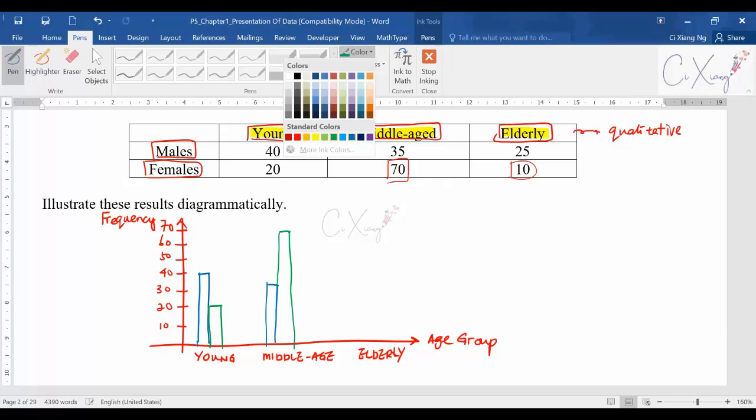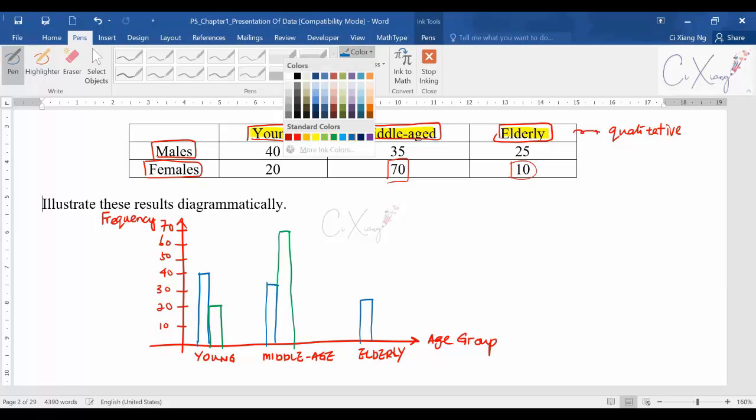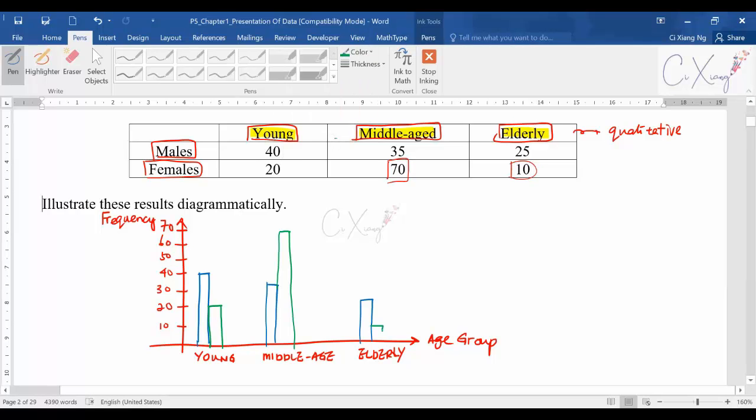After that, for the elderly, male should be 25, so 25 should be somewhere here. And for female it is 10, so 10 is quite short. Because you use different colors, if you want to differentiate more clearly, you can draw different patterns on the bars, so that if people cannot see the color properly, at least they can look at the pattern. Maybe for the blue one, it is a horizontal line.